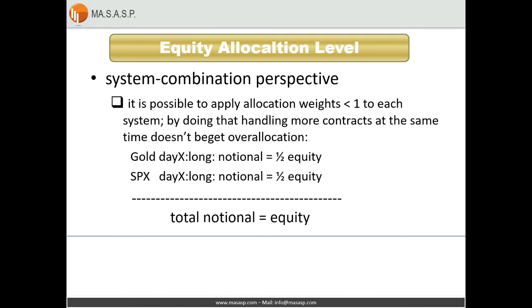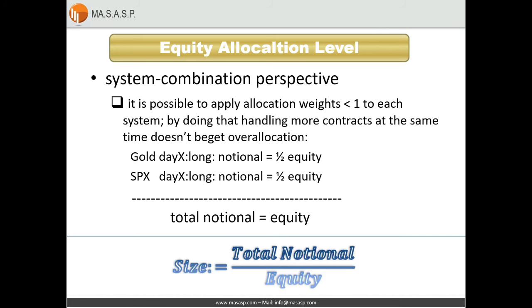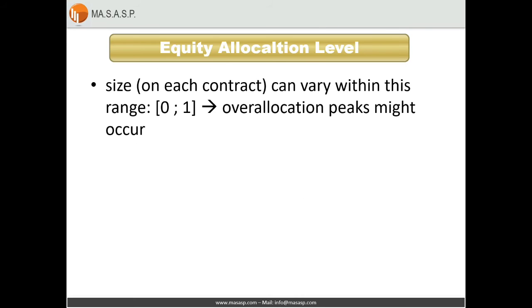By means of allocation weights, it is possible to overcome that, for instance making each system work at half position size. We define the metric size as the ratio of the overall notional value to the equity. We will refer to it in the next slides. The overall position size per day of all trading systems involved is then reckoned and plotted here.